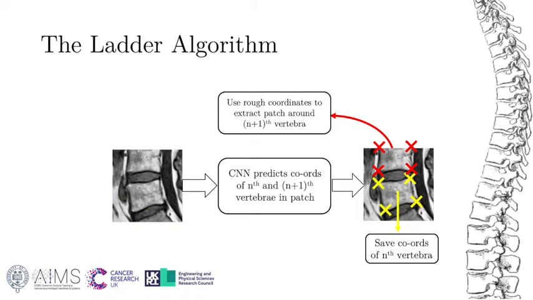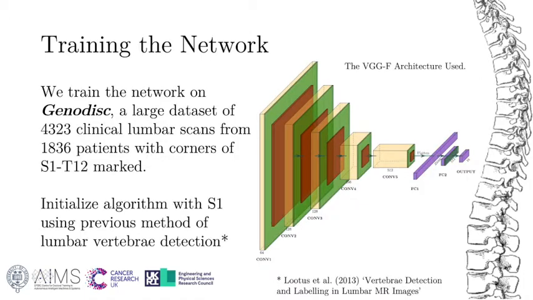This method has analogies to proof by induction, where we show that if a property is true for the nth case of a sequence, it must also be true for the n+1th case of the sequence, using knowledge of how the sequence was generated. The simple convolutional neural network architecture used to extract the corners of each vertebra in each patch is shown on the right here. Training this model is fairly straightforward, and we use Genadisk, a large dataset of over 4,000 clinical lumbar scans from around 1,800 different unique patients.